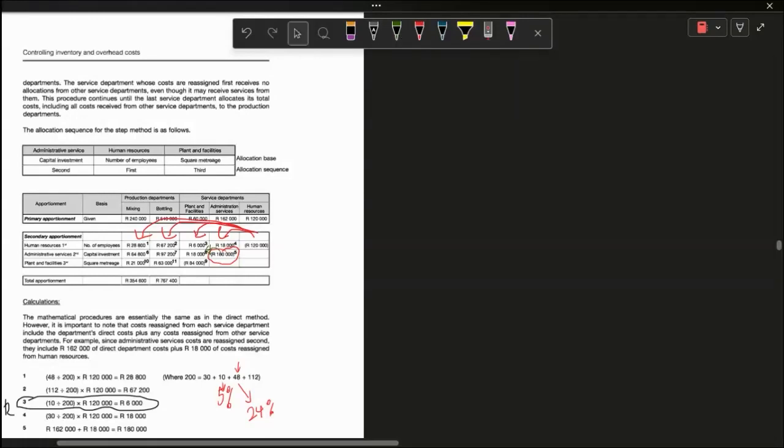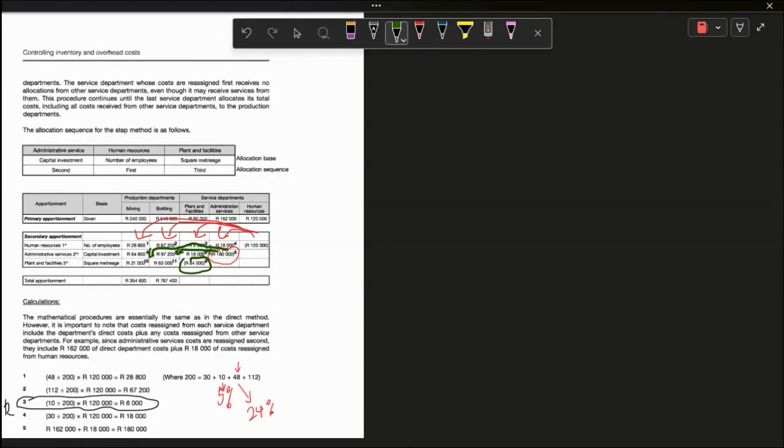So when these three service departments have all provided money to the other departments, as you can see, this one will also go here, and this one also will go here. That's how they roll. And then the final one will be for the plant.